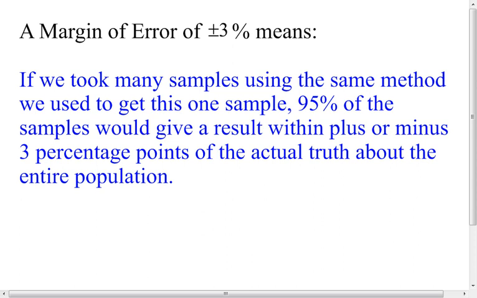95% of the time, that's not going to happen. 95% of the time, if we use the same method we did, we're going to get a good sample, and it's going to be pretty darn close, within 3% of the actual truth of the population. But there are going to be times when you're going to, for whatever reason, randomly grab a weird group of people that doesn't fit the population, and your results are not going to be real close to the truth, okay? And that's what margin of error is referring to.